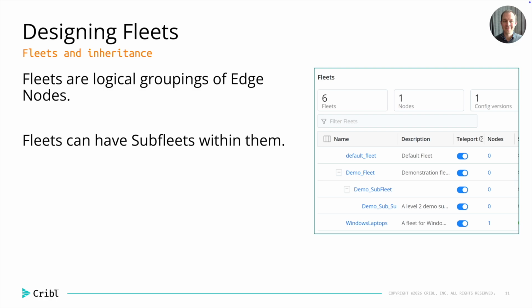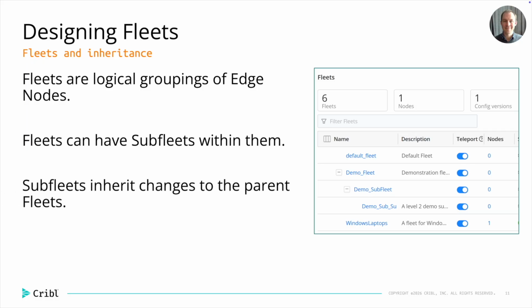The reason why subfleets are useful is they inherit changes to the parent fleets. So if you wish to make a change that impacts, as an example, all of your edge nodes on a specific operating system, if you have a parent fleet which contains all the subfleets for that operating system, you can make a single change that's then inherited downwards. This is a very powerful thing to think about and dramatically simplifies administration.